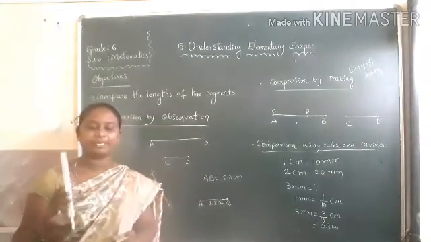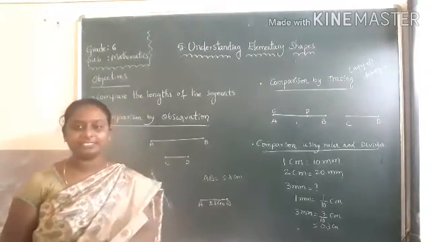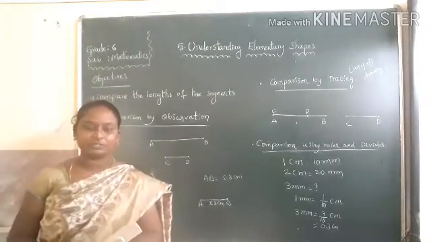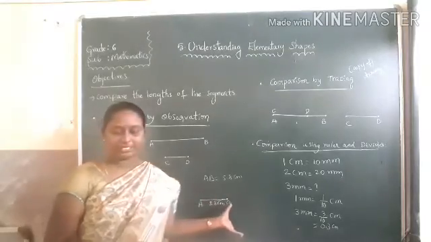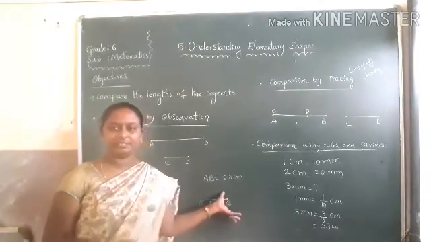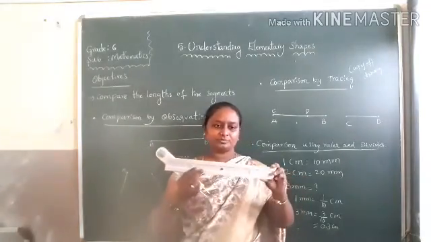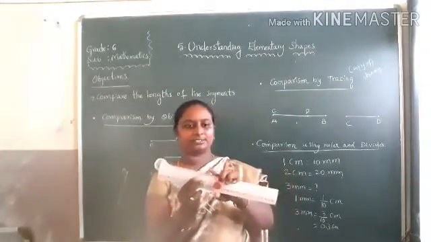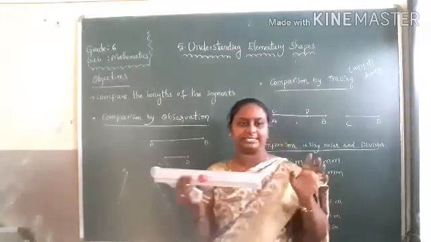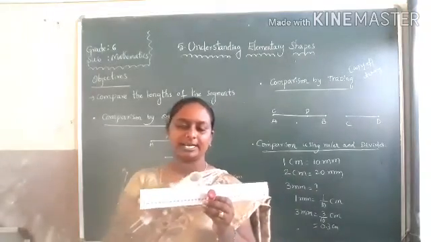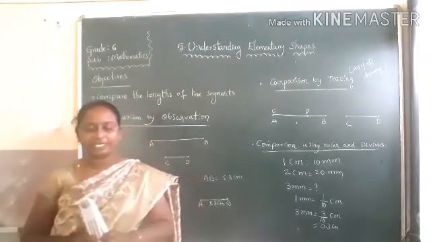The divider is the best tool, better than the ruler. Okay children, is it clear? Why are we using the divider instead of the ruler? In the ruler there is room for errors, because the thickness of the ruler may cause difficulties in reading the marks on it. So that's why we are using the divider. Okay? Right.